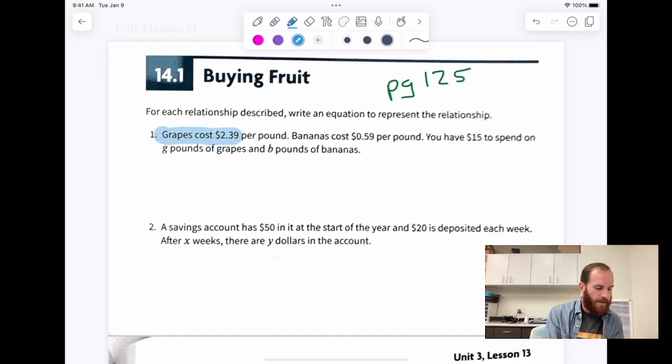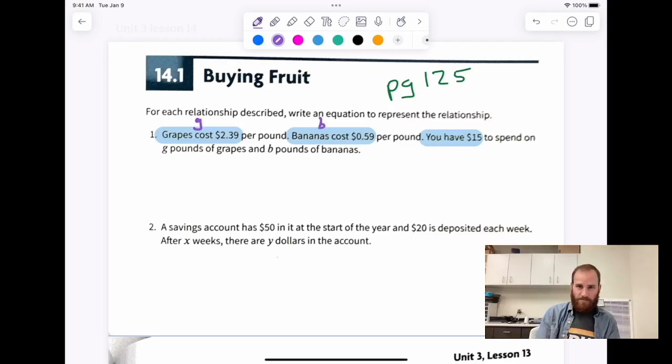It says grapes cost $2.39 per pound. Bananas cost 59 cents per pound. And we have a total of $15 to spend on grapes, which we'll use G as that variable, and bananas, which we'll use B. Now, there's kind of two rates here. There's the cost per grape and the cost per banana. And then we have something else. We have a total.